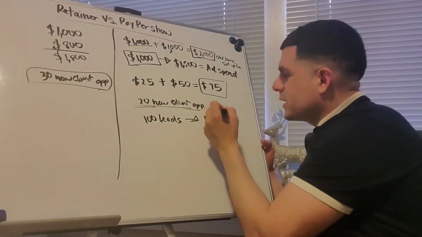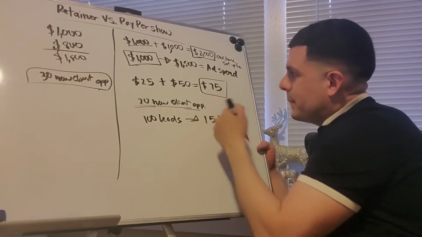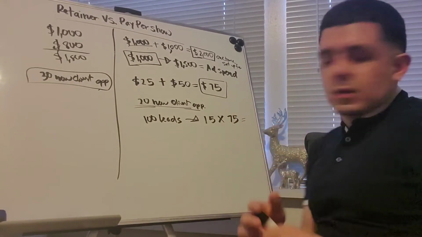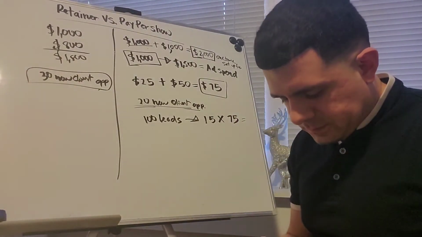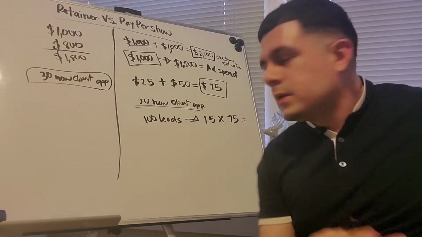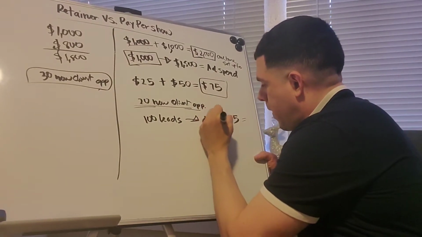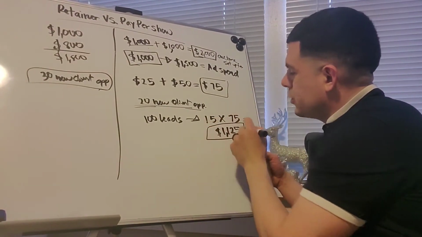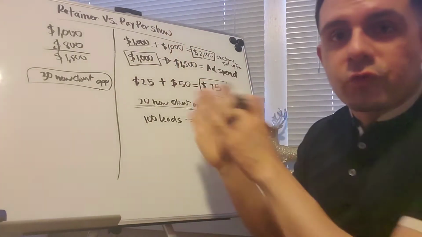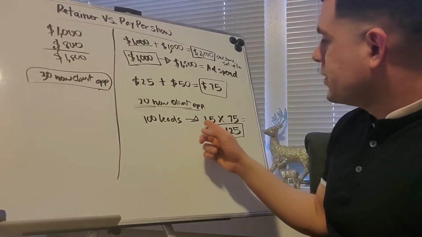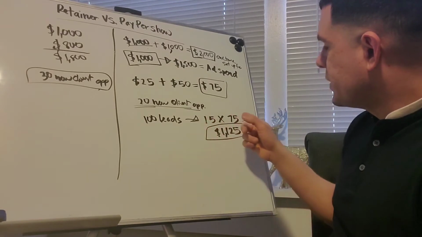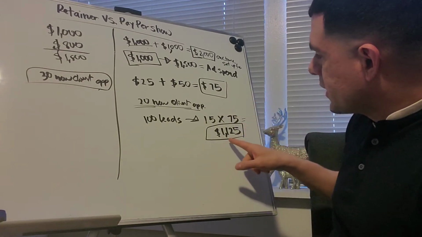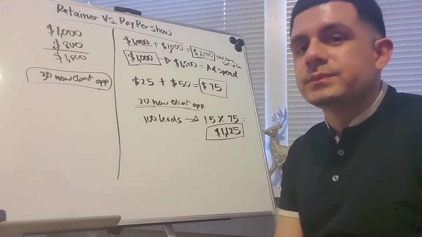So this means you're going to be paid $75 for each of those leads, which should put you at $1,125. So this is how much you'll get paid for 1 month. If you have 15 leads show up in person, and the client's going to pay you $75 for each lead, you're getting paid $1,125.